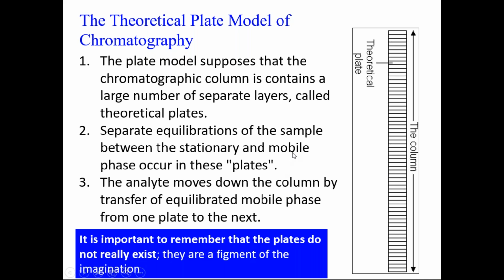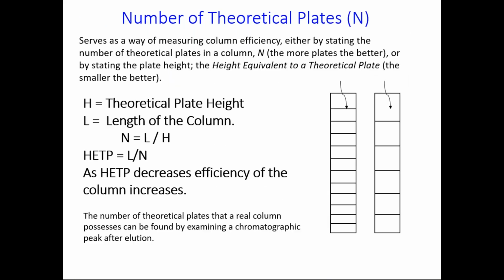Separate equilibrations of the sample between the stationary phase and the mobile phase occur in these plates. The analyte moves down the column by transfer of equilibrated mobile phase from one plate to the other. Please remember that these plates in a column do not really exist. They are a figment of the imagination, but they dictate to us the efficiency of separation.